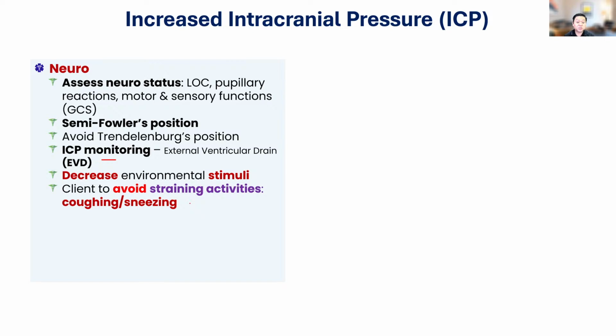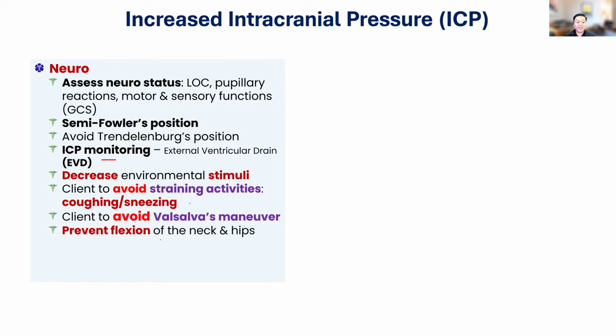Even suctioning, especially if you're going to do your nasotracheal suctioning, you've got to be cautious with that because it can also stimulate an increase in ICP. What else? Avoiding Valsalva's maneuver. This can also lead to increasing ICP. Flexion of the neck and also flexion of the hips should be avoided because these are known to increase ICP as well. Or if you are allowing the patient to bend their knees, or maybe there's a pillow behind their knees when they're in bed, this can increase the intra-abdominal pressure, and this will also lead to the ICP increase. So please take note of that.